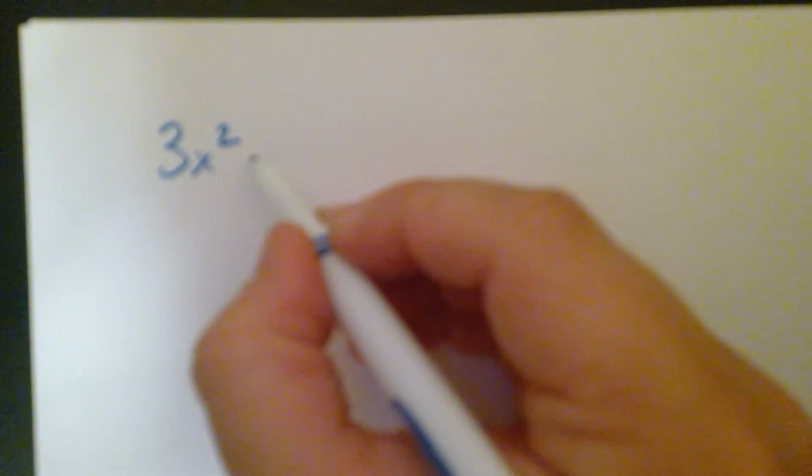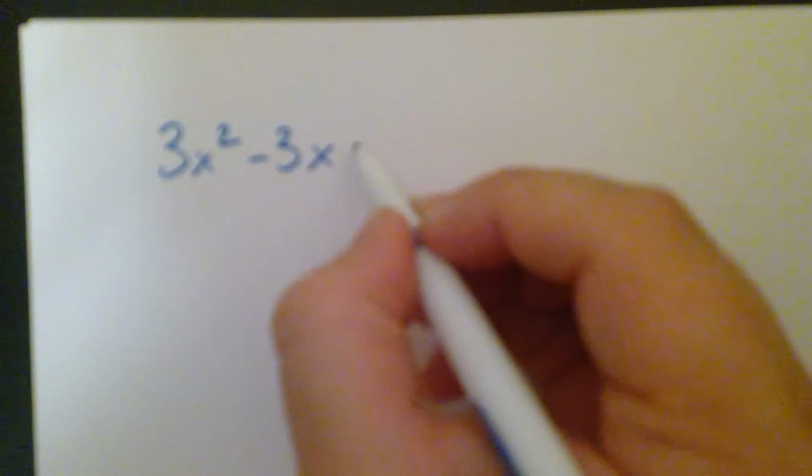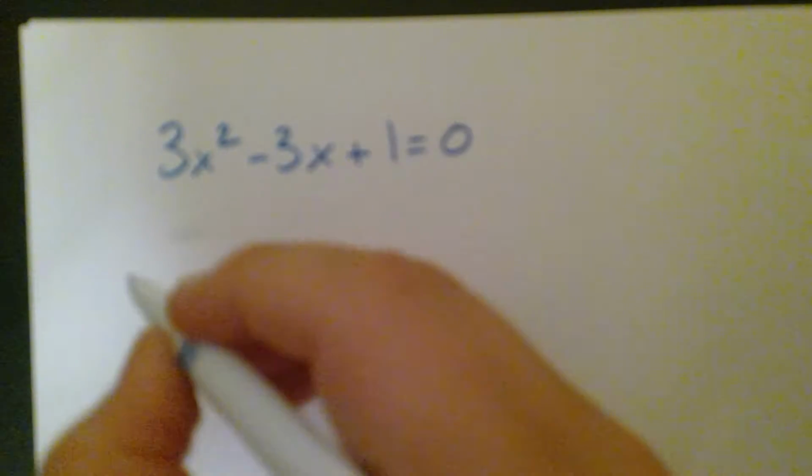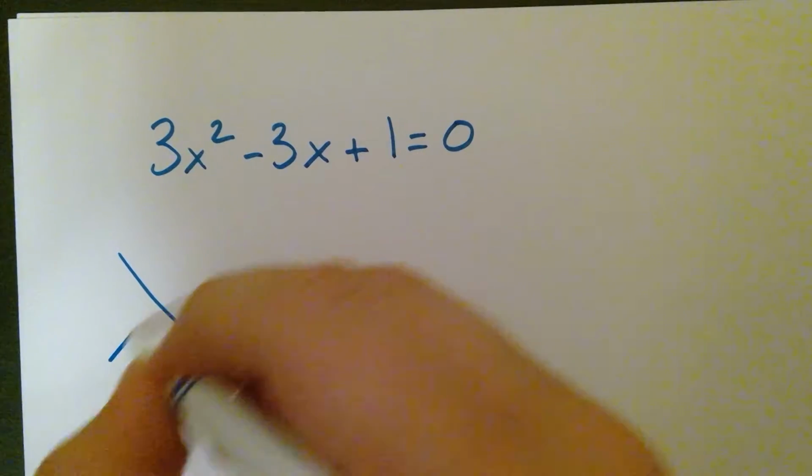Now we're going to do a factoring problem and then solve it. We're going to do the whole enchilada here. You can eat enchiladas. So let's look at 3x squared minus 3x plus 1 equals 0. Hopefully this works. If not, Mr. Herman's going to change it real quick.